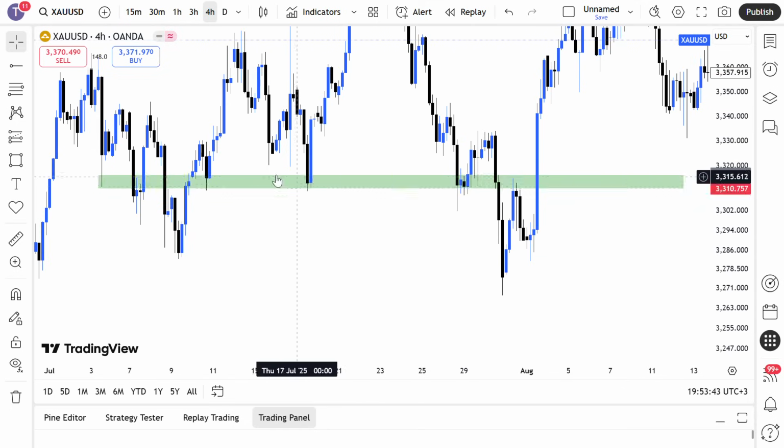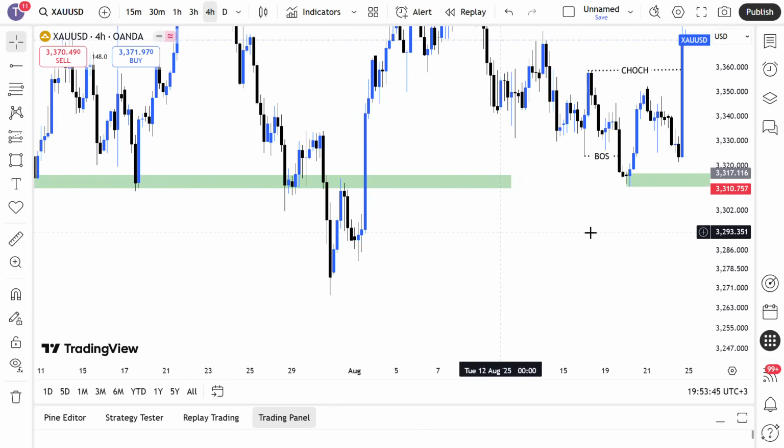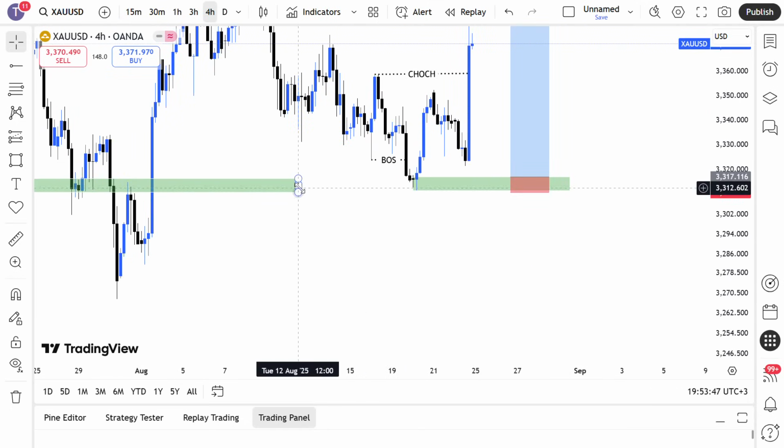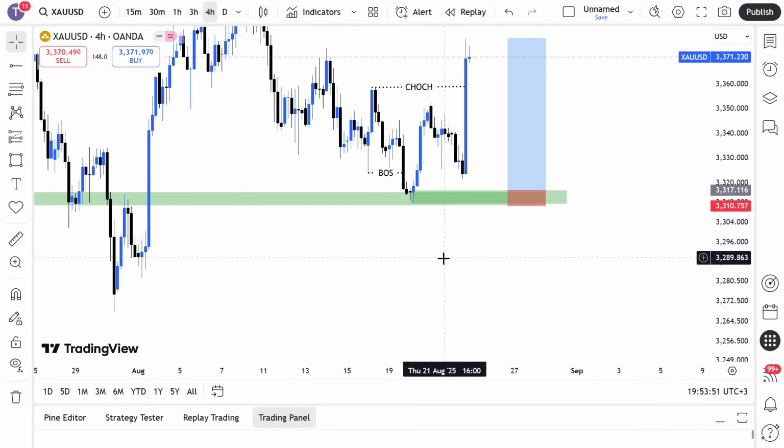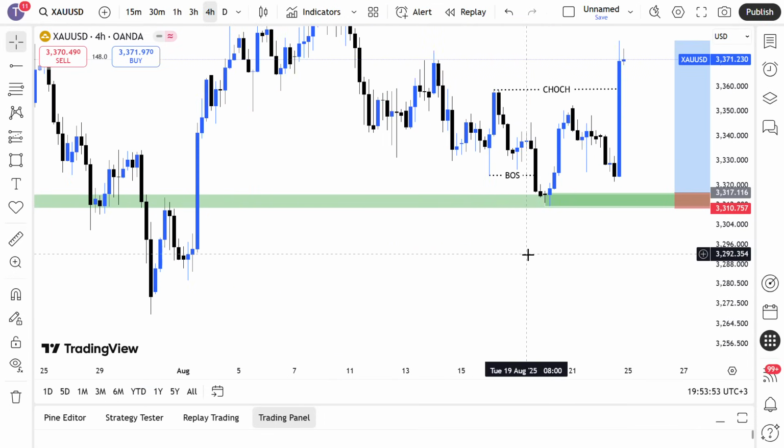Price tried to react from this support level that I marked for you guys. If you can remember, in a previous video I marked that support level and I said if price comes inside here, we will have a reaction from this point.